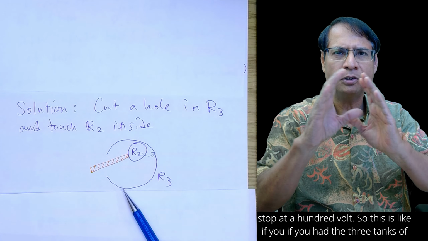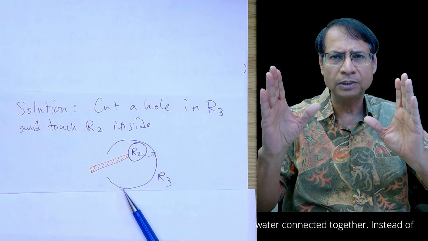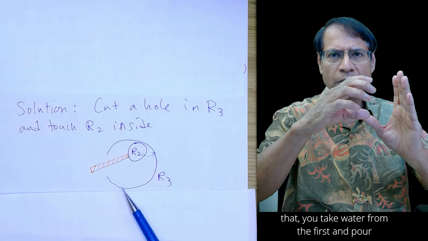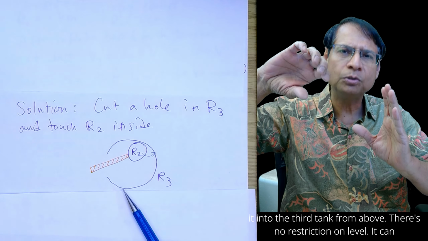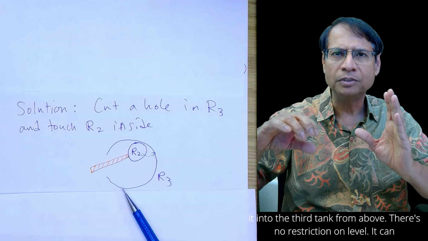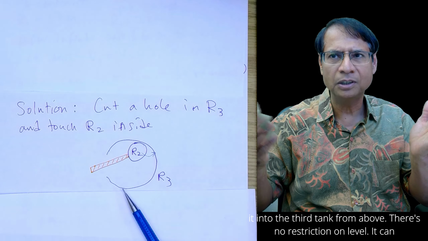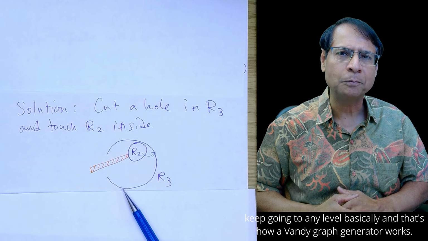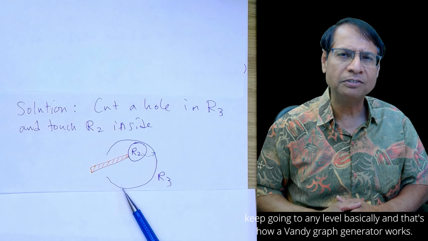So this is like if you had the 3 tanks of water connected together. Instead of that, you take water from the first and pour it into the third tank from above. There's no restriction on level. It can keep going to any level basically. And that's how a Van de Graaff generator works.